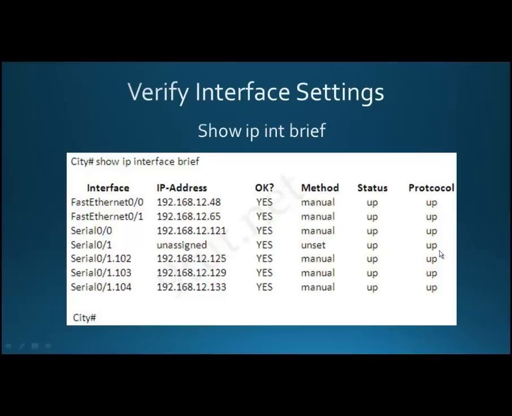Now, protocol tells you whether it's connected to something on the other end. Is it seeing the other end active? So you can be down and down, which means that you've done no shutdown, it has an IP address, but you're not seeing something on the other end. For some reason, your router's not communicating across. Either the other end is down, your configuration's wrong, something like that.